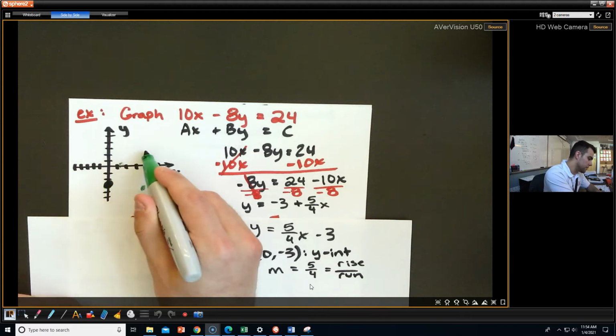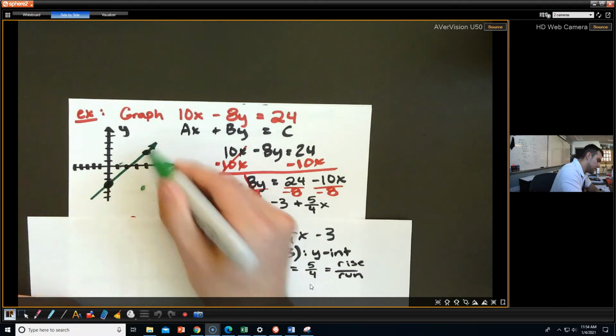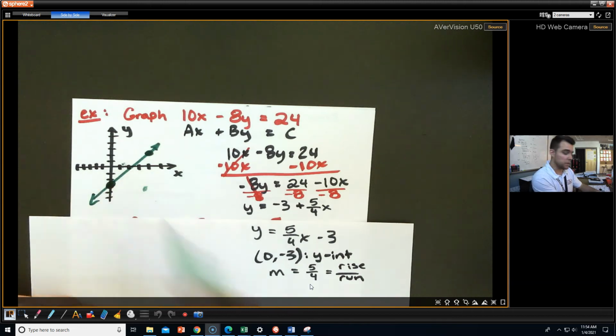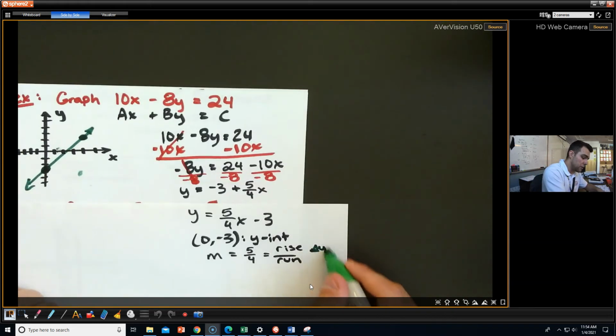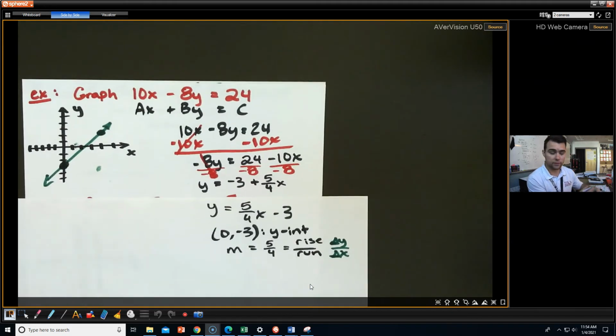1, 2, 3, 4. How do you know to go to the right, Mr. Knight? Kind of rhymed. I know to go to the right because that's the positive x direction. Remember, this is a change in y over change in x. So if I'm going to the right, it's got to be positive. If I go to the left, it's got to be negative. And there we go. We have just graphed that successfully. So let's see another one.